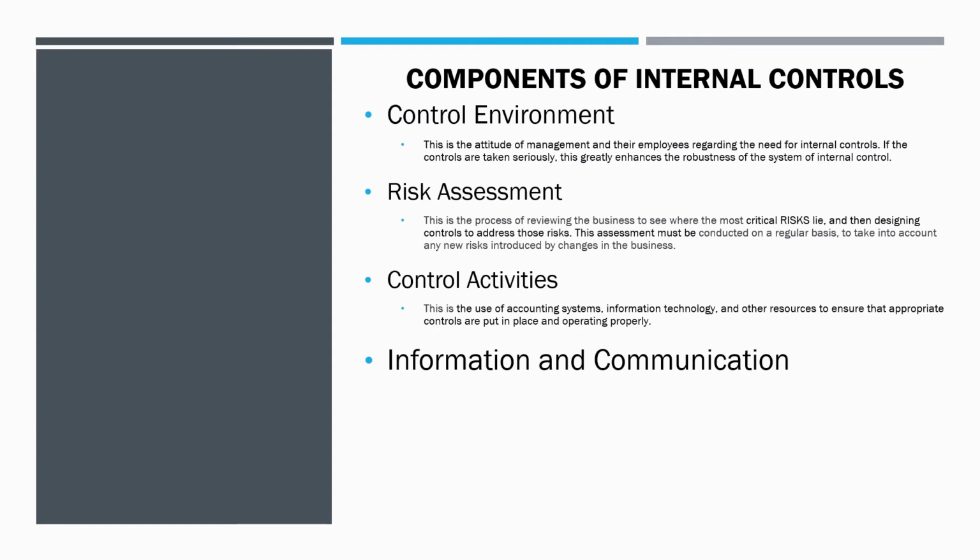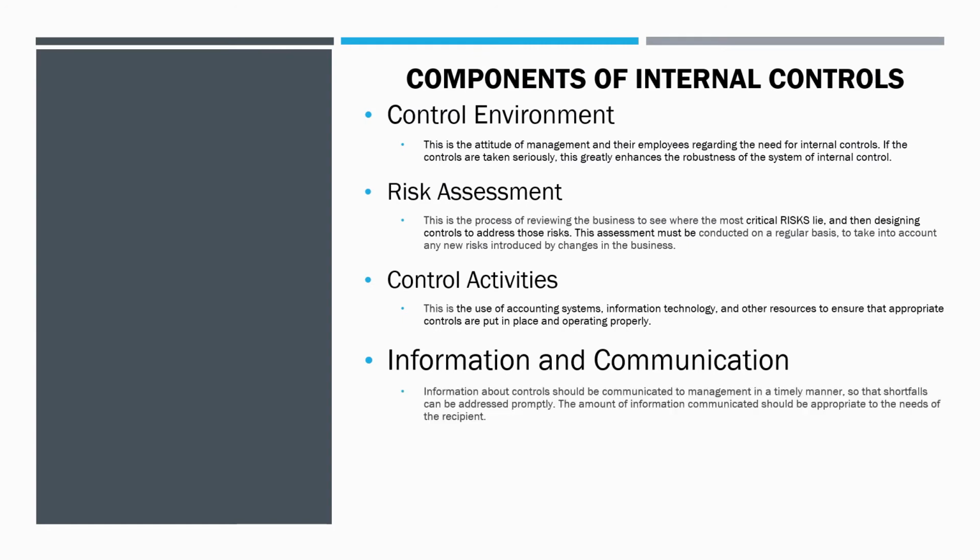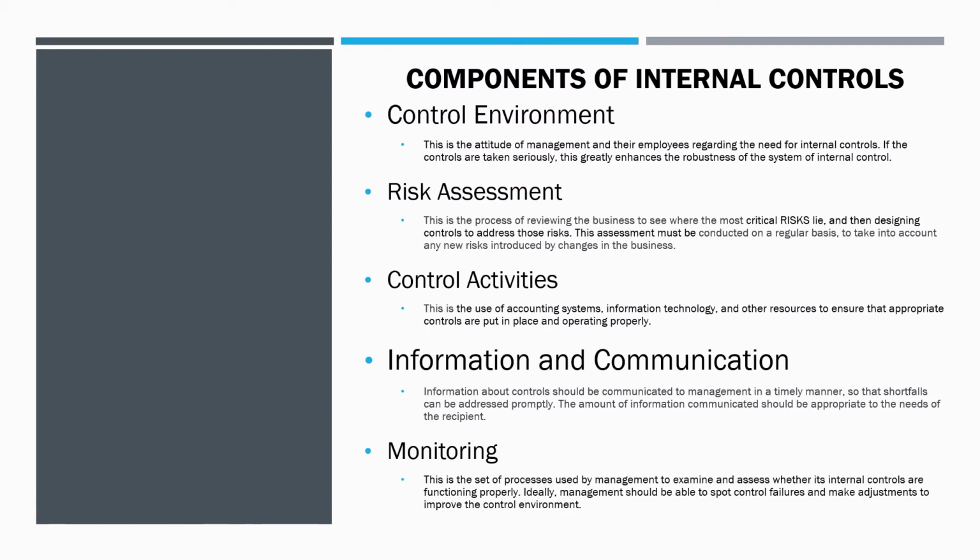Information and communication. Information about controls should be communicated to management in a timely manner so that shortfalls can be addressed promptly. The amount of information communicated should be appropriate to the needs of the recipient. And finally, monitoring. This is the set of processes used by management to examine and assess whether its internal controls are functioning properly. Ideally, management should be able to spot control failures and make adjustments to improve the control environment.